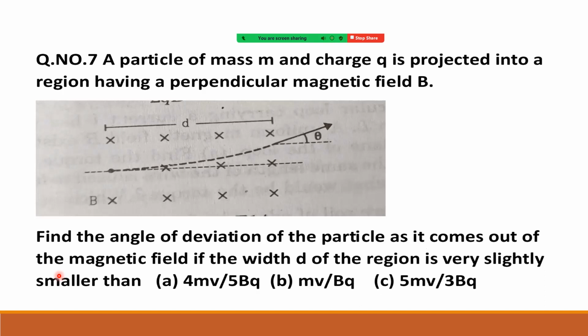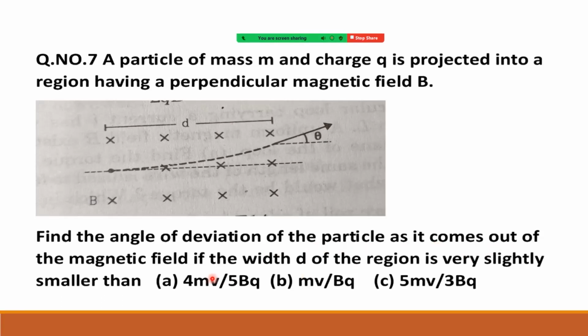See the next one. A particle of mass m and charge q is projected into a region having a perpendicular magnetic field B. You can see here the cross. The cross indicates the direction of the field is into the paper, or into the plane of the board. Okay, it is inwards.